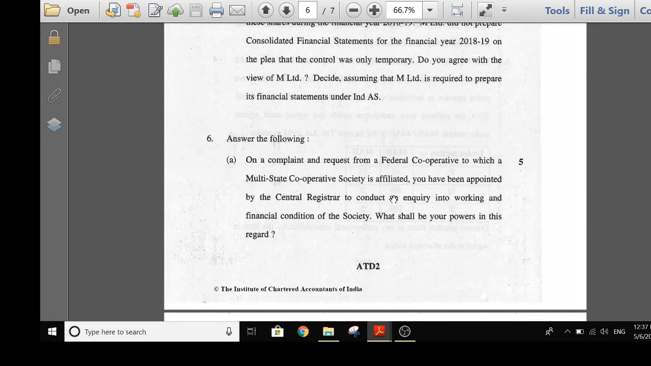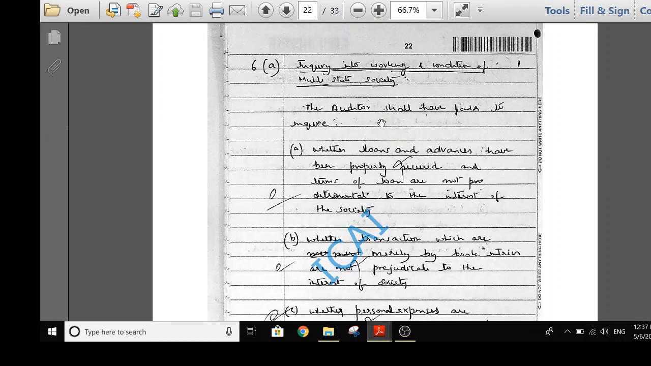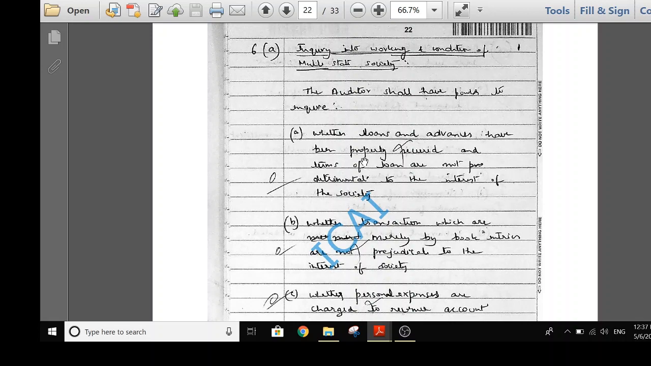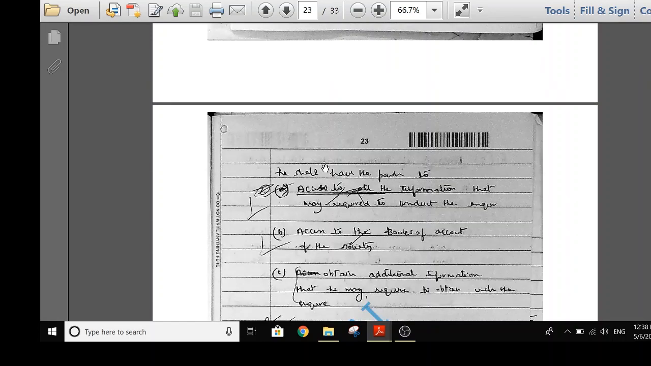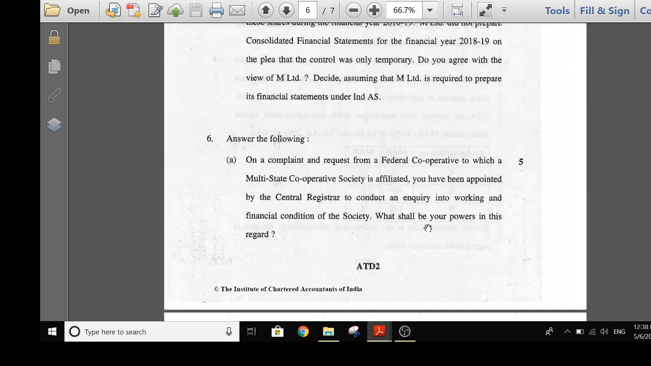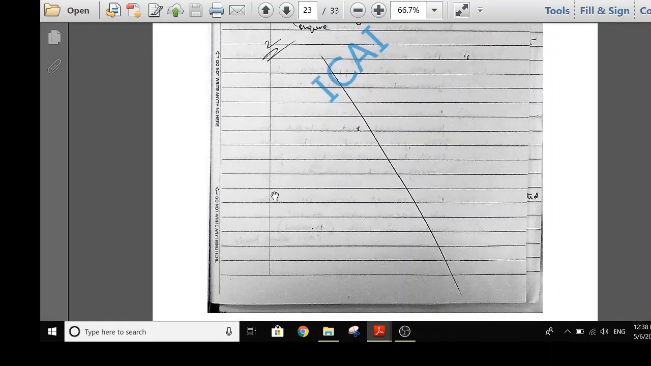They say you have been appointed by the central registrar to conduct the inquiry. So suddenly what comes to our mind? Okay, they're asking how do you conclude the inquiry? But the question is, what shall be the powers in this? They're not asking how would you conclude the inquiry, but they're asking what are your powers. So I had written initially how I would conclude the inquiry, where they gave complete 0 marks. After that I read that they had mentioned what are the powers, and I just wrote some of the powers 5 minutes before the bell, and somehow I got 2 marks here.